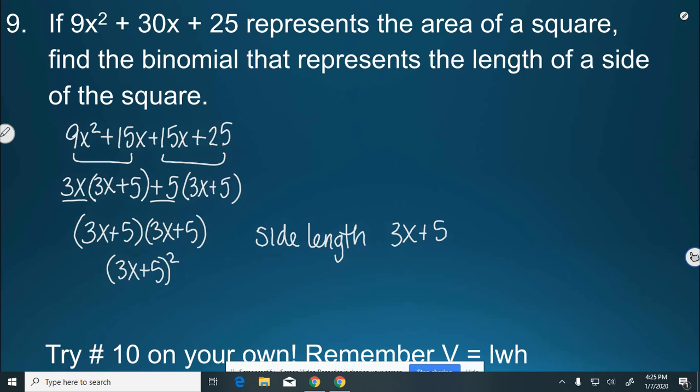Okay, so you're now on your own with number 10. Remember that volume is length times width times height.